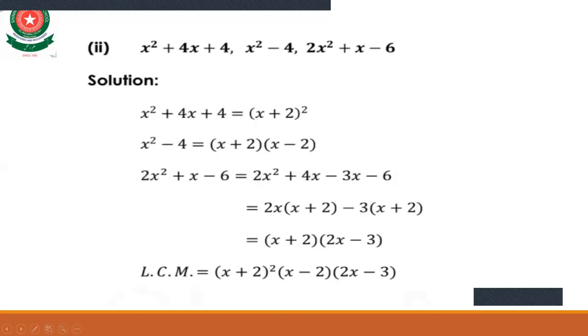Second question: x square plus 4x plus 4 and x square minus 4. Our third expression is 2x square plus x minus 6.